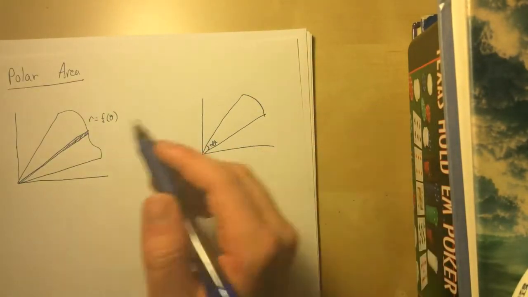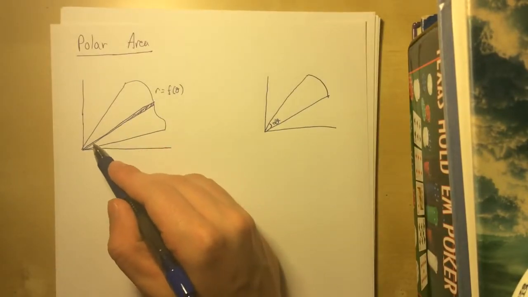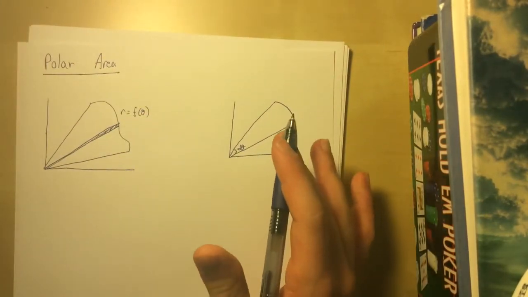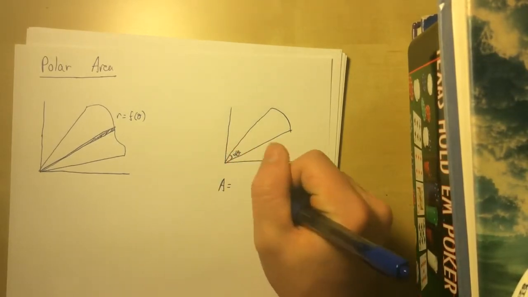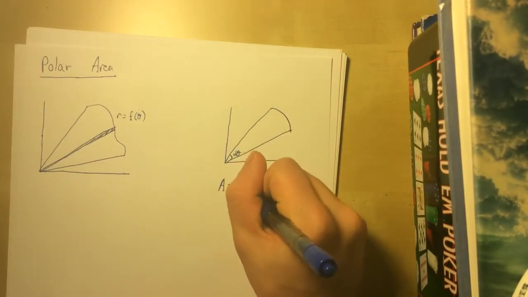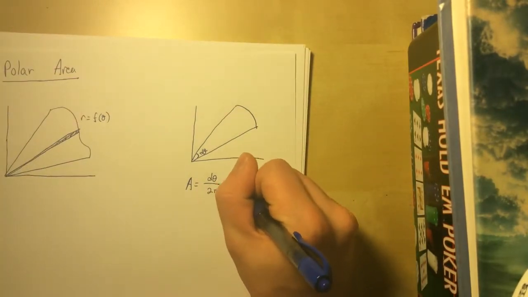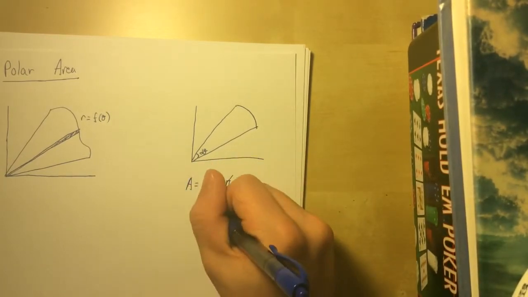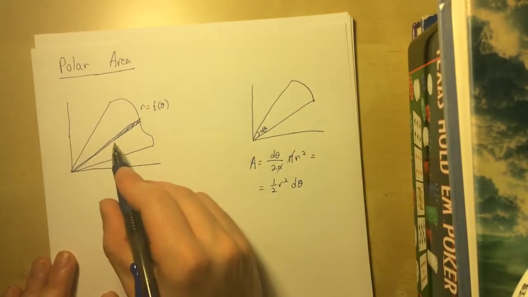And since this difference in theta is really small, this is going to turn out to be just the sector of a circle. We know how to find the area of a sector of a circle, and that's simply our angle, which is d theta, over 2 pi, which is the total amount of radians in a circle, times the area of our circle, which is pi r squared. Pi's cancel out, and we get 1/2 r squared d theta. But that's just the area of this tiny little sector.